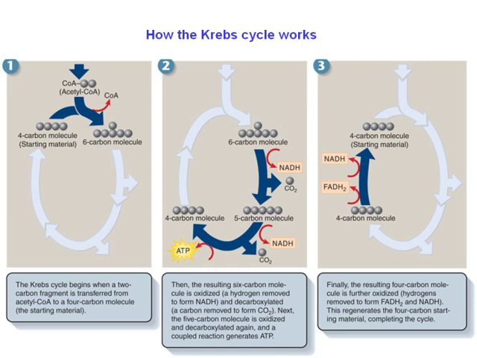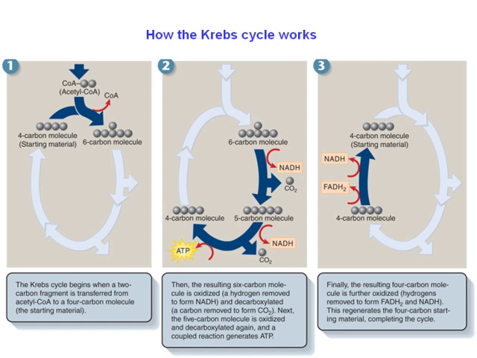Notice in this diagram that the 6 carbon molecule is going to lose CO2, and it's also going to lose a hydrogen that's going to have electrons. These electrons will be carried by NADH to the electron transport chain.